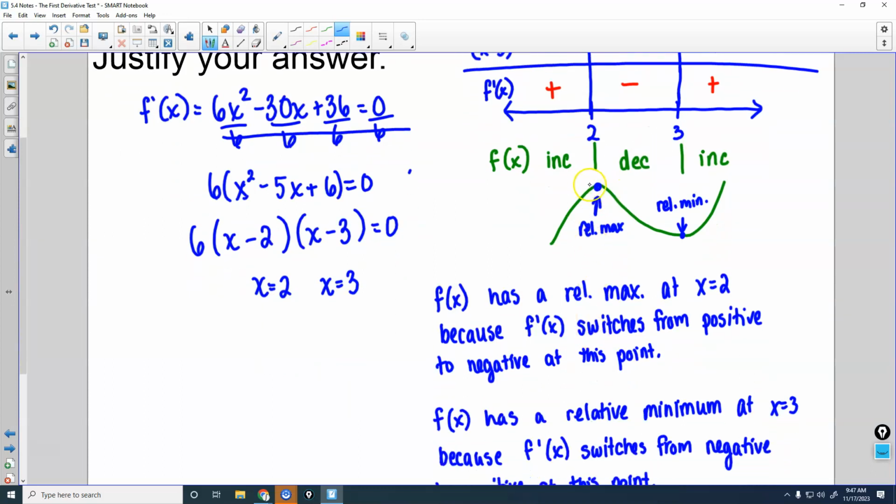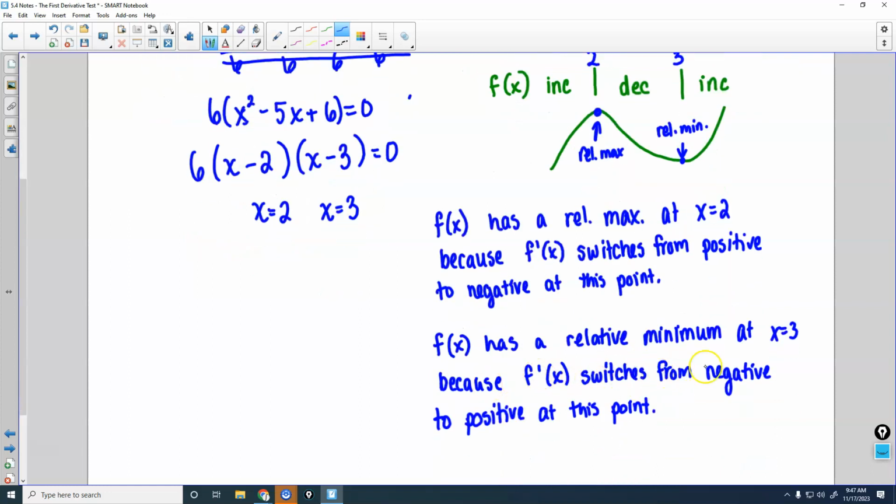You want to talk about the derivative switching signs at that point instead of saying the derivative is positive or negative. It is okay on this, because f prime switches from negative to positive, it means that f switches from decreasing to increasing. You can add that at the end if you want, but it is unnecessary. This is all you have to have. What you cannot have is saying f of x has a relative minimum at x equals 3 because f switches from decreasing to increasing, because that is just your definition. It is not your proof for that.